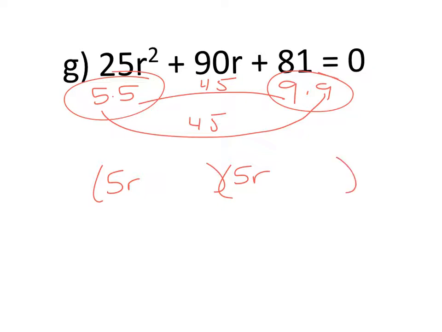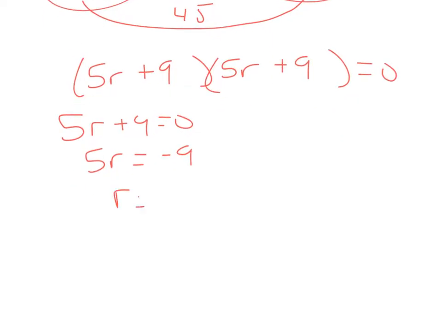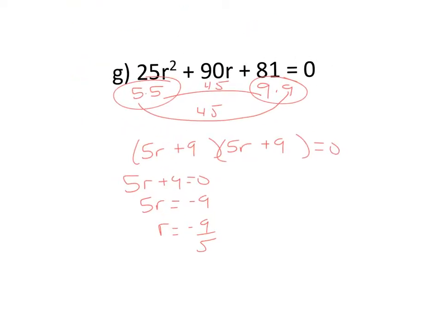Now it's all positives. So I'm going to have just plus 9 equal to 0. So I have 5r plus 9 equals 0. I subtract the 9 off and get negative 9. And then when I divide, I get negative 9/5. Now, technically, when I do the same thing, since these guys are the same, I'm going to get the same answer twice.